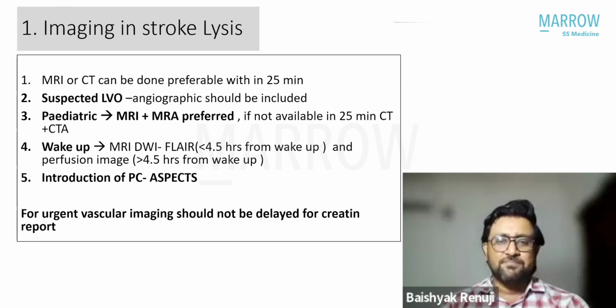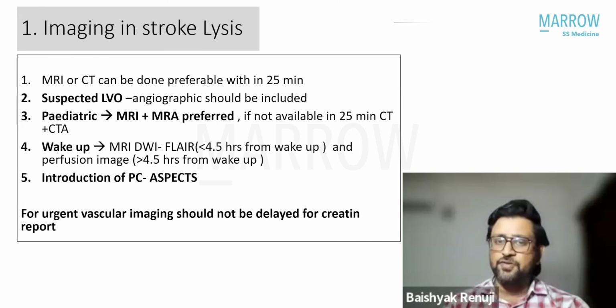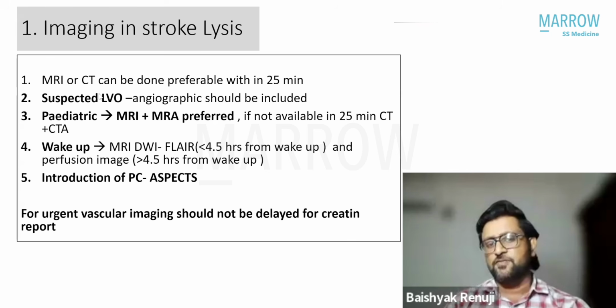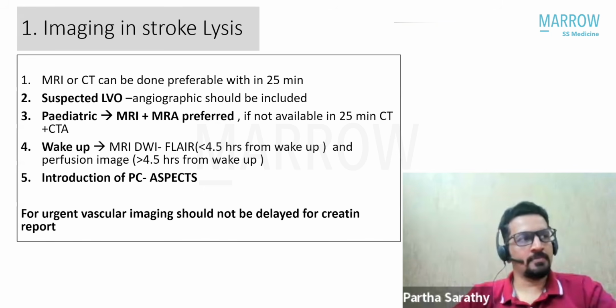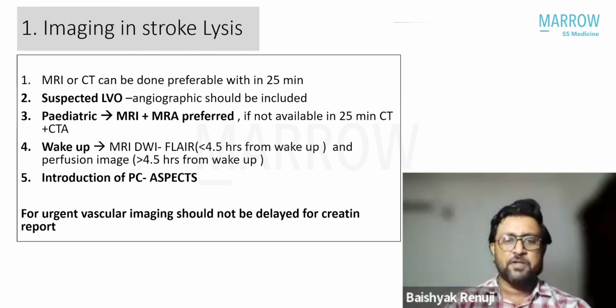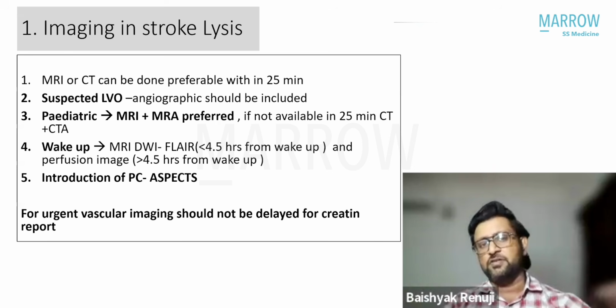In wake-up stroke, the whole guideline remains the same: MRI diffusion-FLAIR mismatch, within 4.5 hours. The major difference in wake-up stroke is the second part: perfusion imaging is suggested for those beyond 4.5 hours, which we are going to discuss in the extended window. Then posterior circulation ASPECTS, which was there previously, now came into the guidelines. And for urgent vascular imaging, creatinine testing should be delayed. This is imaging in stroke.